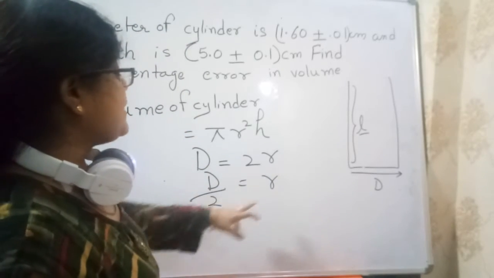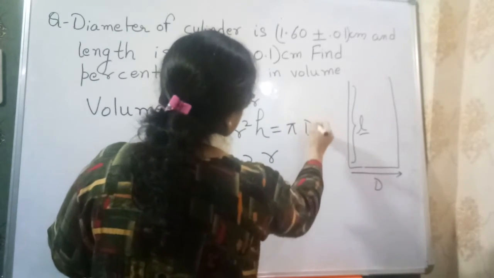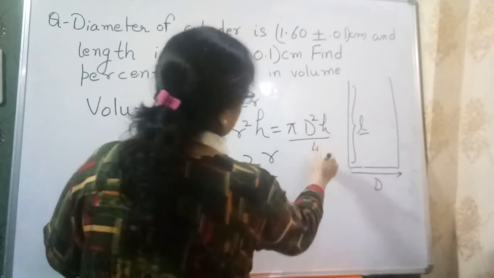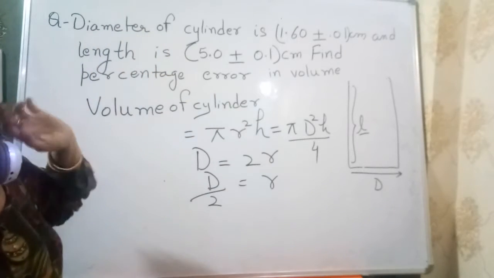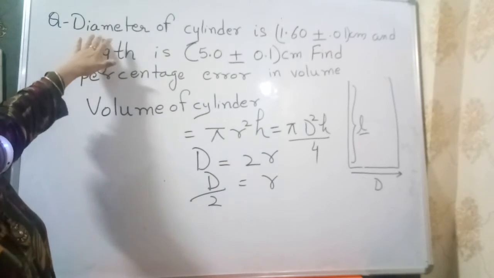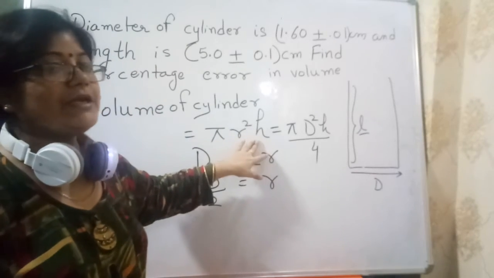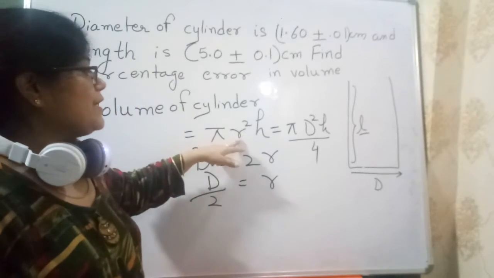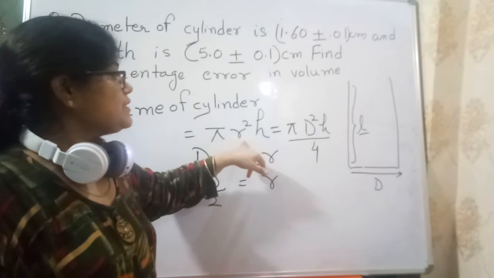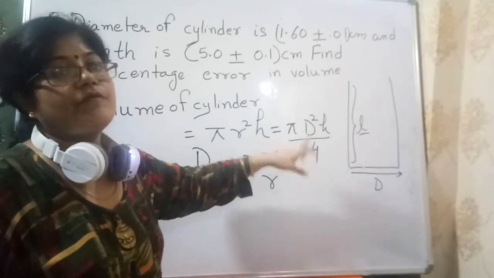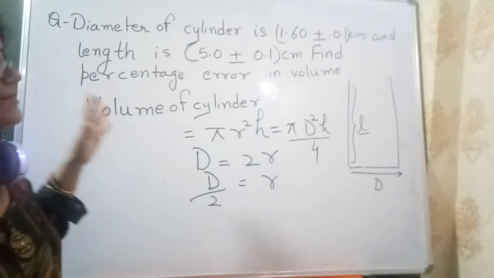That means we put d by 2 in place of r. So our formula becomes pi d square h by 4. Clear? Firstly, adjust the formula according to the quantities which are given in our question. Because in our question we have the diameter and the length. So length we already put in place of height, but for diameter, we have radius, so just write radius in the form of diameter, which is d by 2, and when we square d by 2 we get d square by 4.